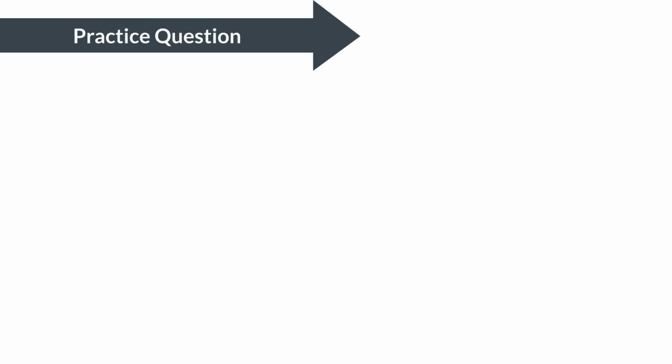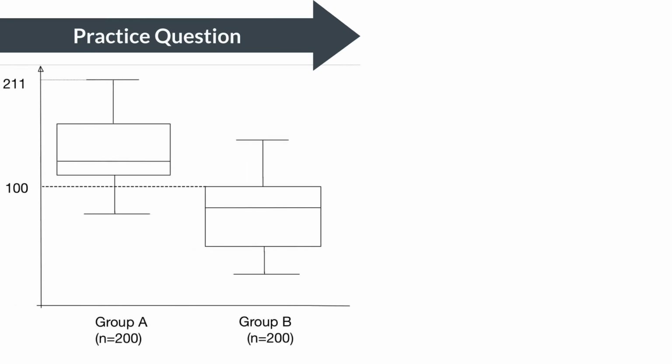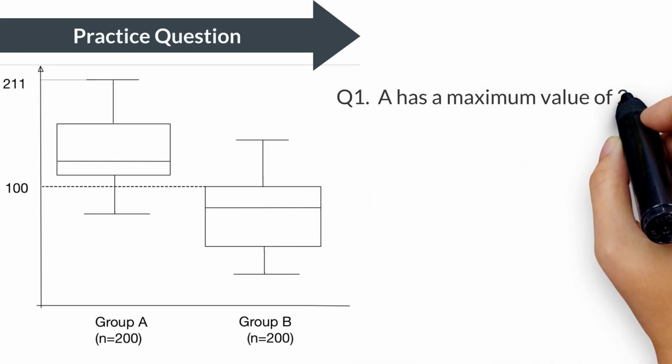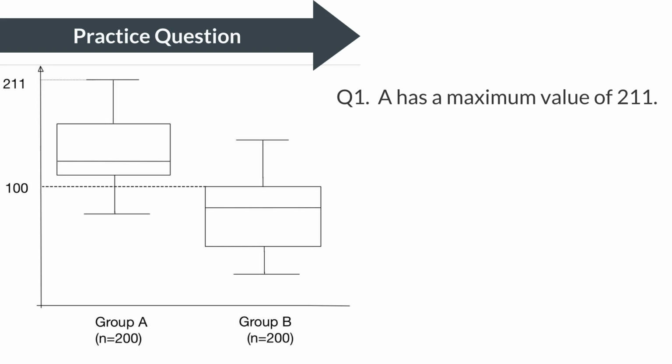That's the explanation. Now, let's tackle a practice question. Here's the question: A has a maximum value of 211. What do you think? That's correct. Since there are no outliers plotted, we don't need to worry about the 1.5 times the IQR range. However, keep in mind that the way box and whisker plots are presented can vary, so always check the accompanying explanation below the figure when reading them in real research papers.